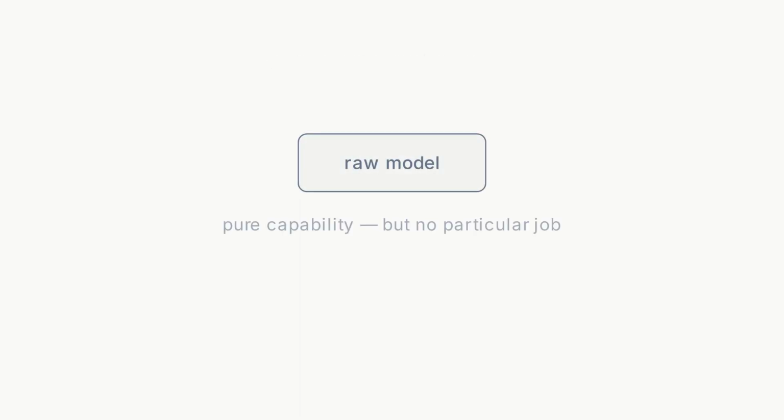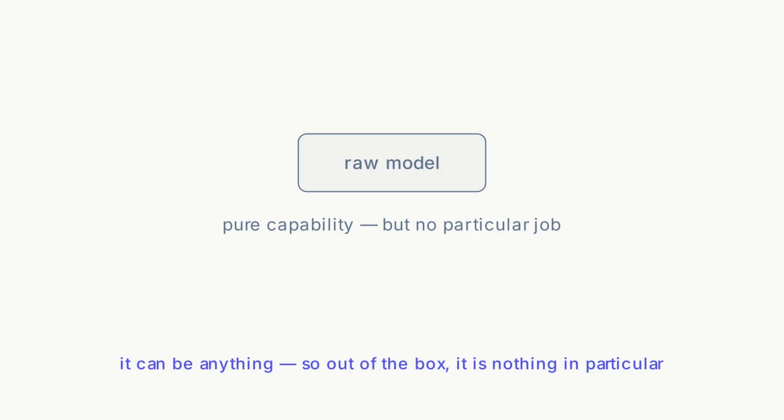This is the key idea. A raw language model is pure capability, but with no particular job. It can be anything, which means, out of the box, it is nothing in particular. The system prompt is what points all that capability at a single, specific purpose.